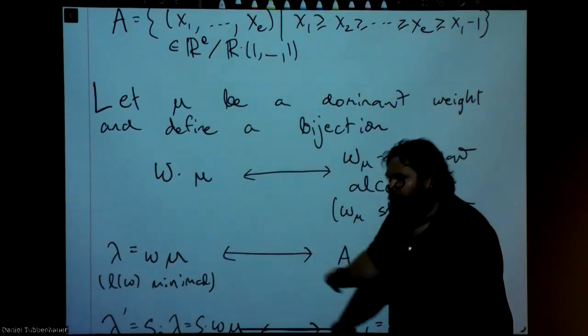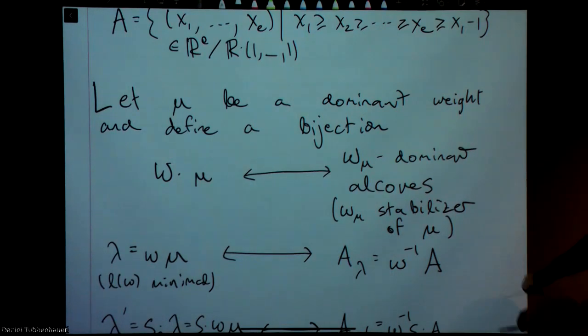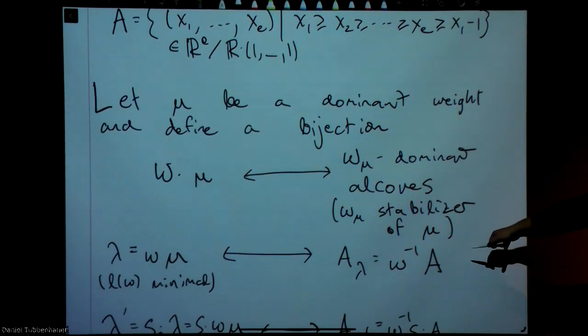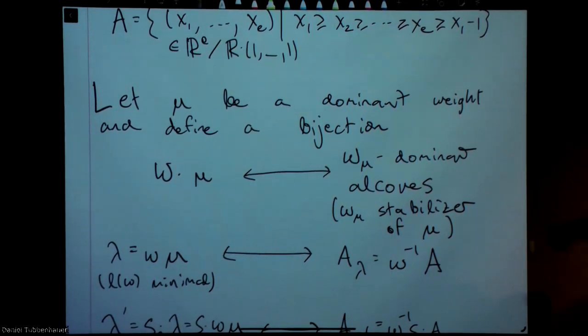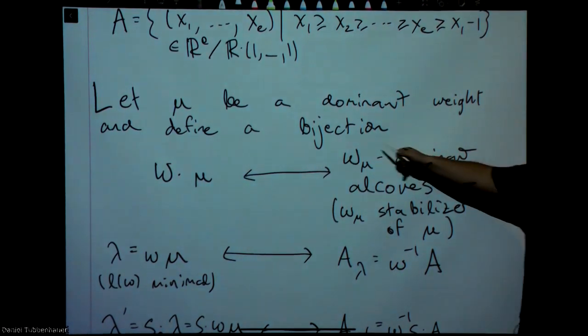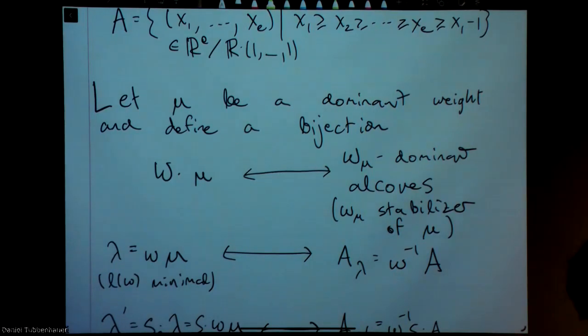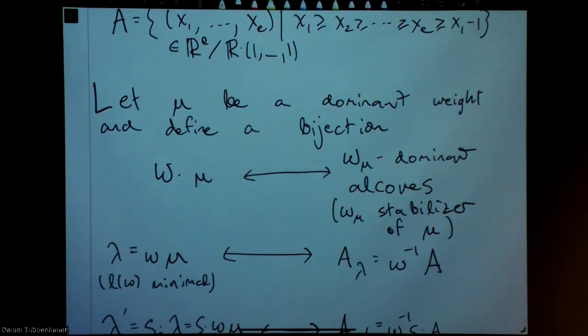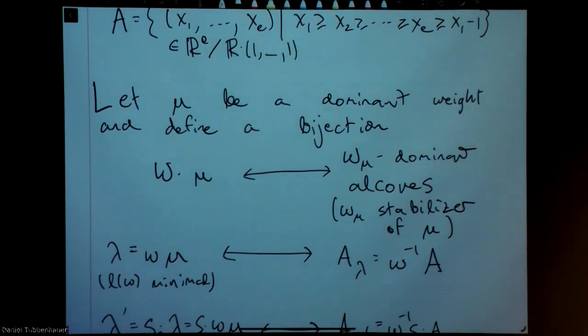So then I'm going to choose my w with minimal length. And what that's going to mean here is I don't get every alcove. I only get the ones that sit in the dominant Weyl chamber for the stabilizer of it. And this is relevant because this happens for the case of the symmetric group.